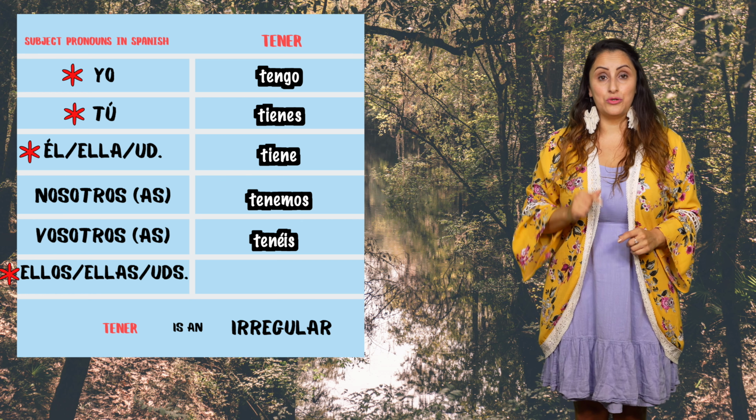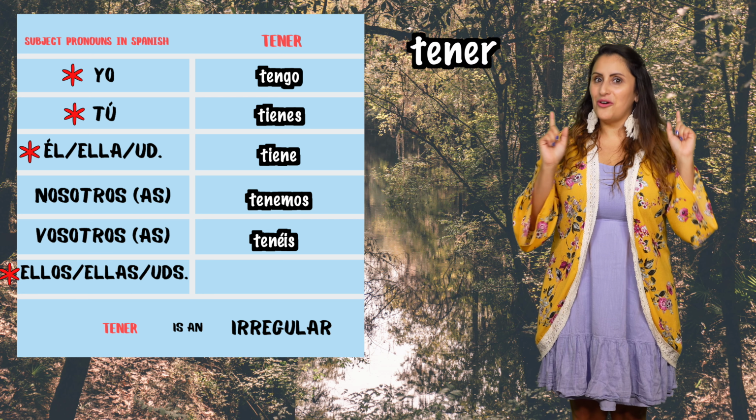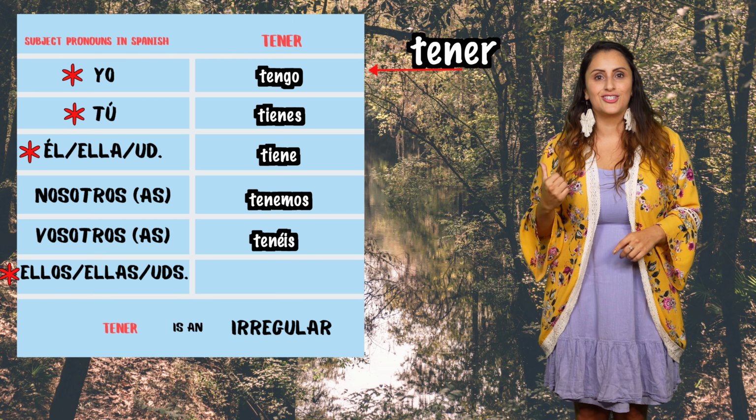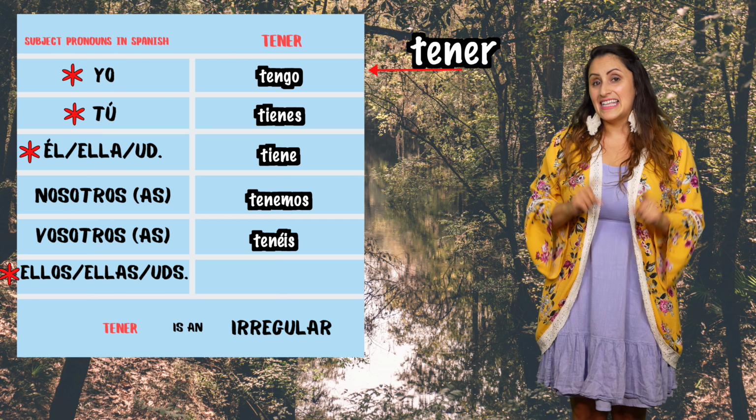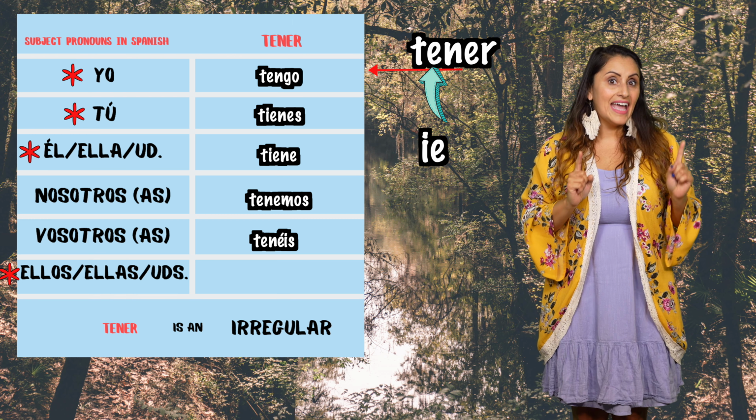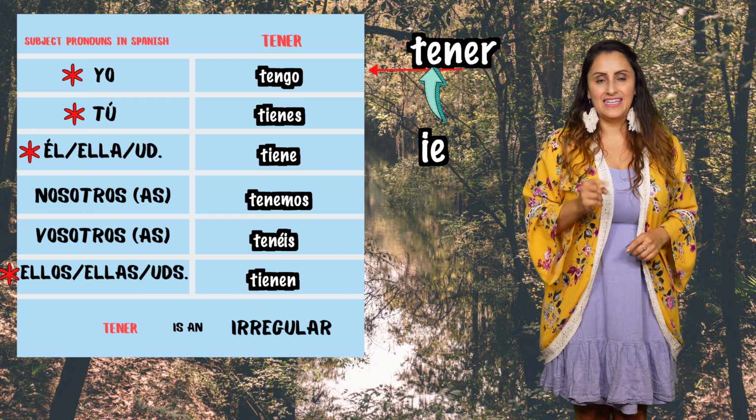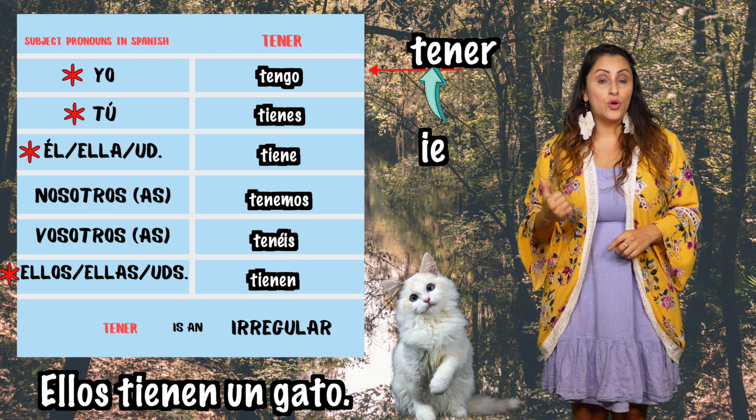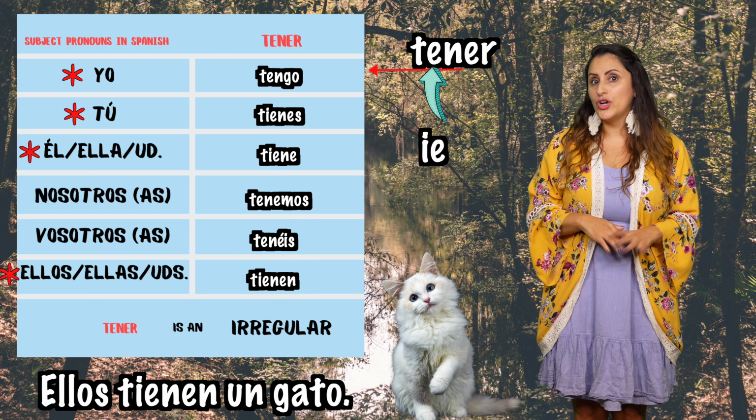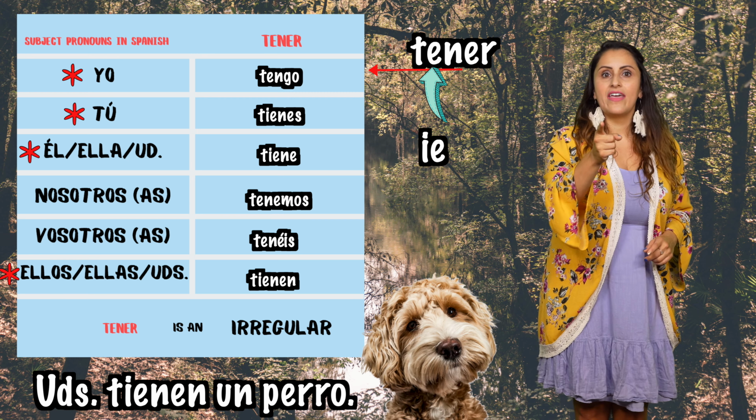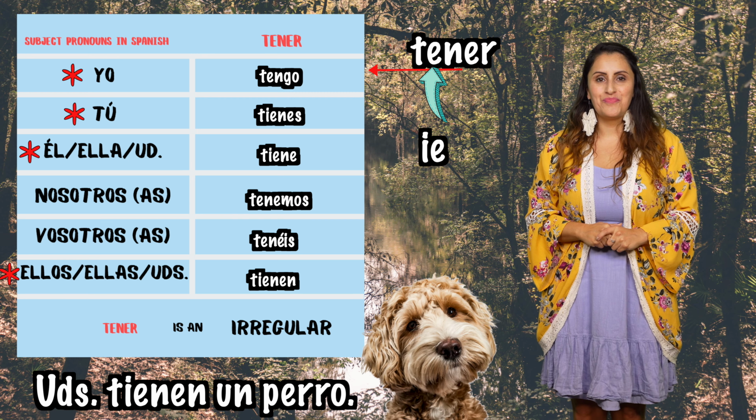Ellos, ellas, and ustedes. A little bit ago, I told you that there is a change on the stem on this conjugation. And you already know that. The E changes to IE. So the correct conjugation is tienen. Ellos tienen un gato. Ustedes tienen un perro.